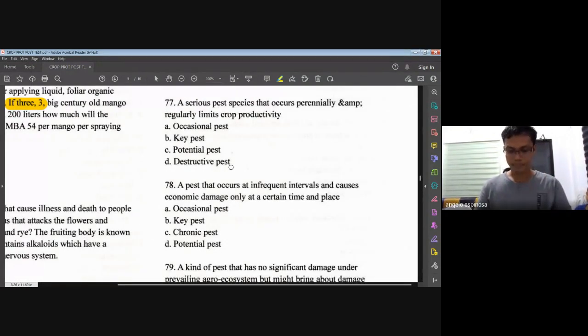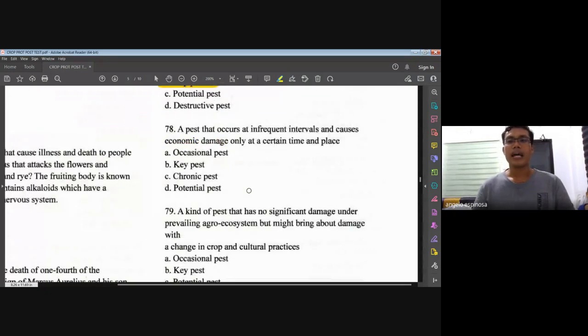Next, number 77. A serious pest species that occurs perennially and regularly limits crop productivity. The correct answer is letter B, key pest. It's key pest. How are you going to pronounce it? Key pest. Yeah. Number 78. A pest that occurs at infrequent intervals and causes economic damage only at a certain time and place. The correct answer is letter A, occasional pest. Okay?